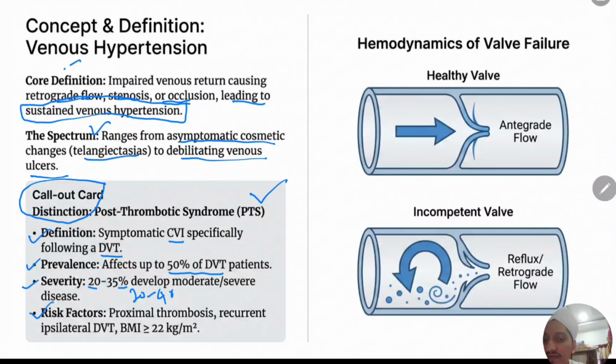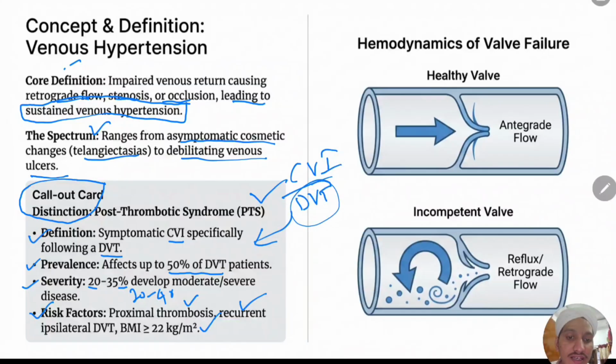What are the risk factors? Proximal deep venous thrombosis is a risk factor. Recurrent same-side deep venous thrombosis is a risk factor, and body mass index more than 22 is also a risk factor. Then how will you identify whether this CVI is due to DVT or not? There will be a history of anticoagulation. If you ask the patient, he will give a history of anticoagulation. That's how you differentiate.